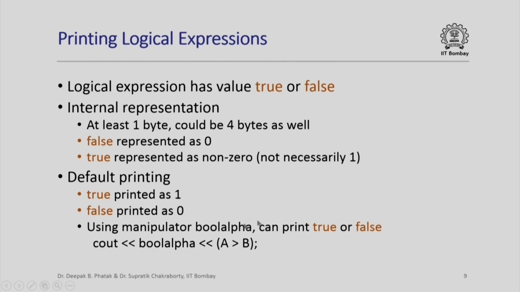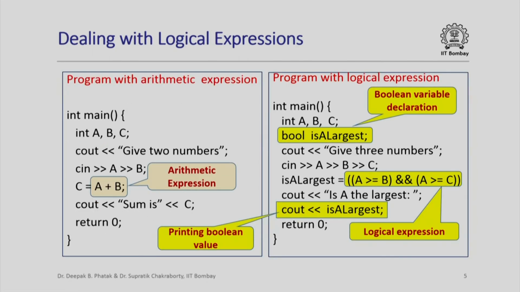And we could also print the true false strings if we use this manipulator called boolalpha. So for example, if I say cout << boolalpha << (A > B), and if it turns out that the value of A is indeed greater than the value of B, then this is going to print out the string true. On the other hand, if I did not have this boolalpha here, and if I just printed out cout << (A > B), and if the value of A was greater than the value of B, it would print out 1.